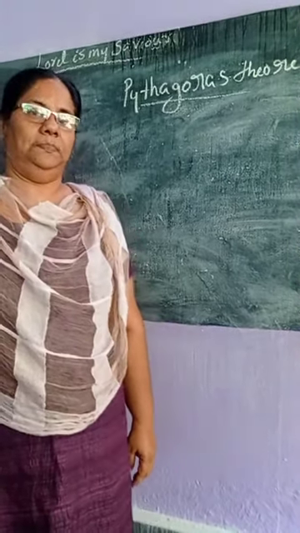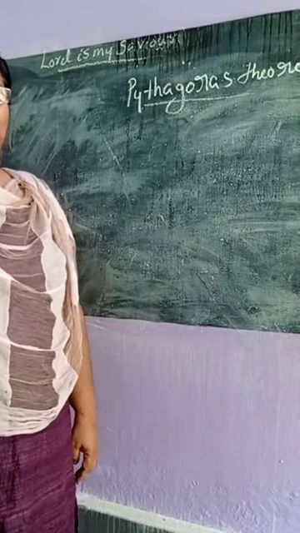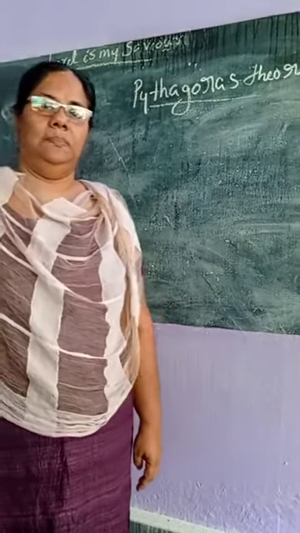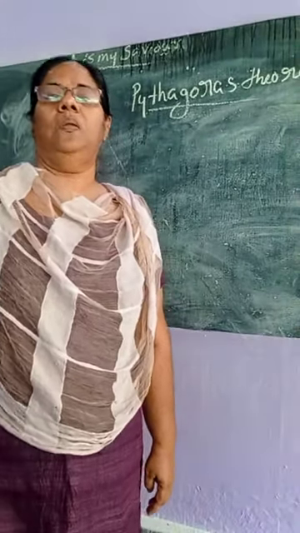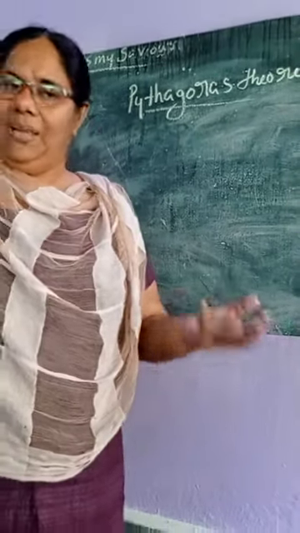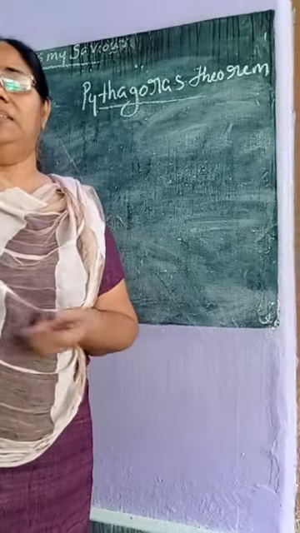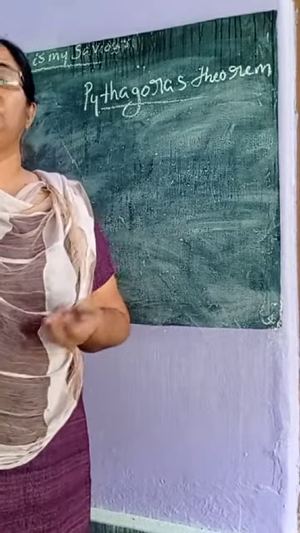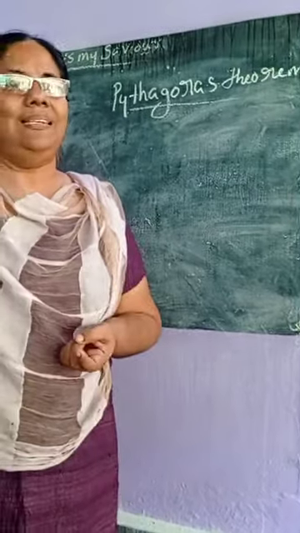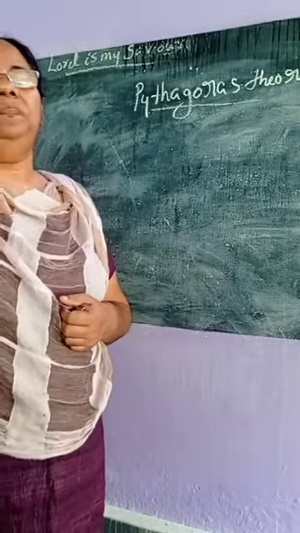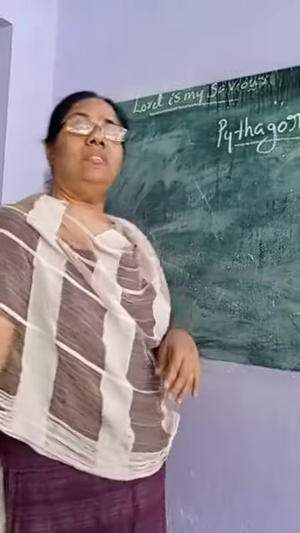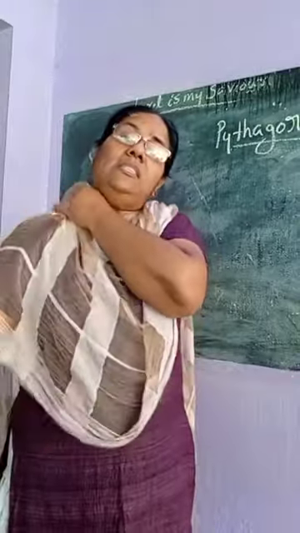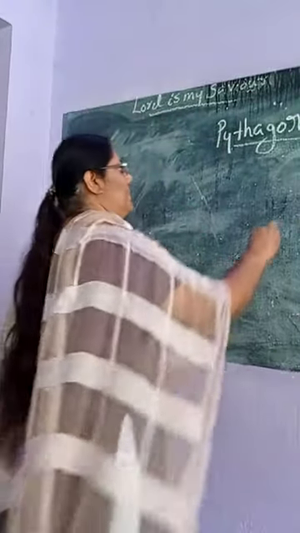Pythagoras theorem. Listen, we know that triangles are of different types: one is equilateral triangle, scalene triangle, right-angled triangle, isn't it? Isosceles triangle. These are the different types of triangles. And in this Pythagoras theorem, we always take a right-angled triangle.